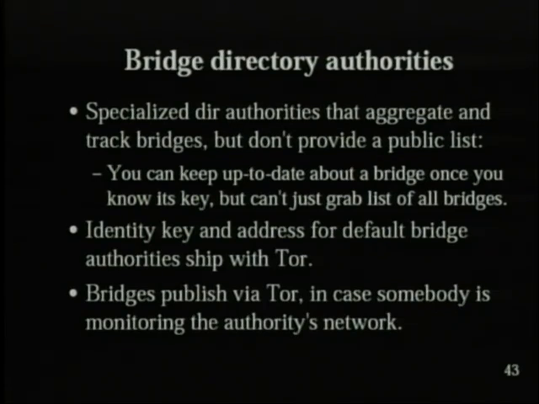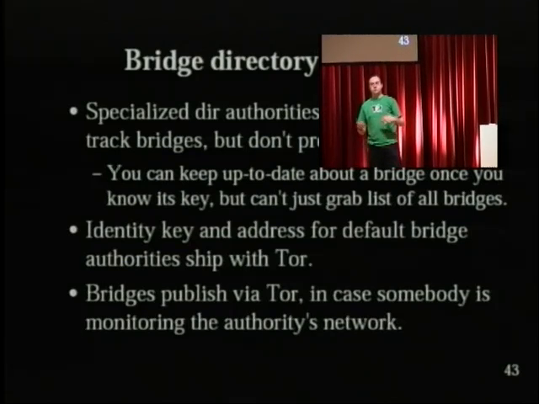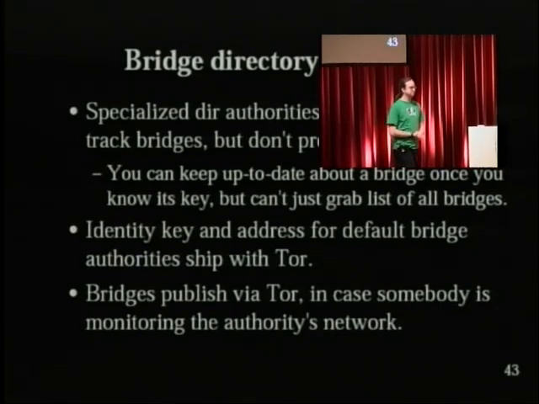And another key point is that the bridges should publish their new descriptors using Tor. Otherwise, China should go to the bridge authority and watch all the people making encrypted connections to it and say, that's a bridge, that's a bridge, that's a bridge. But if you use Tor, we have an anonymity system already. Why not use it?